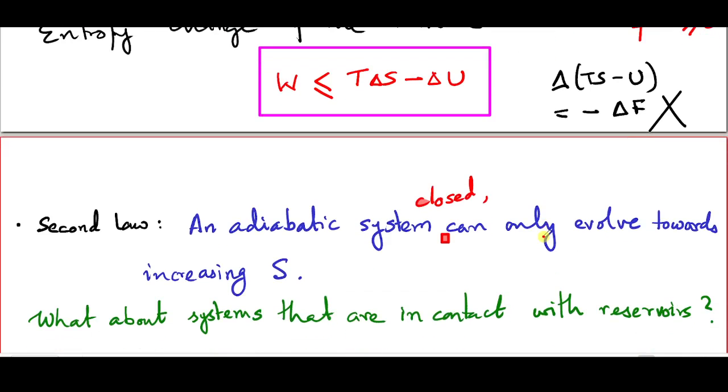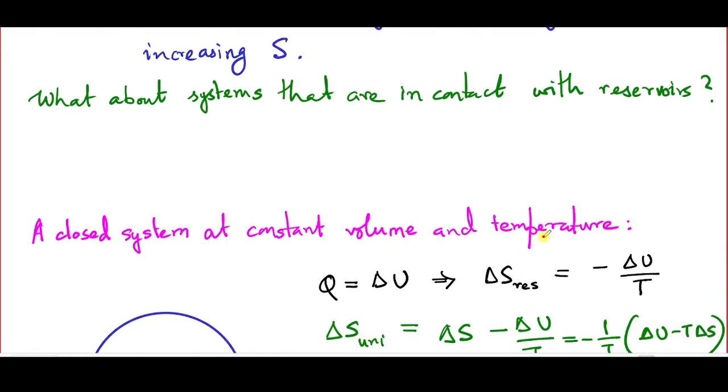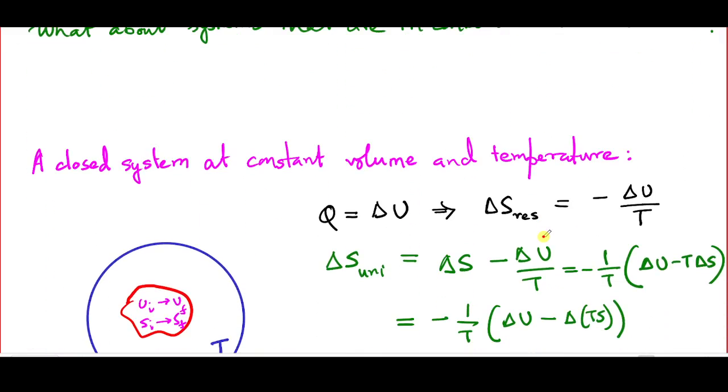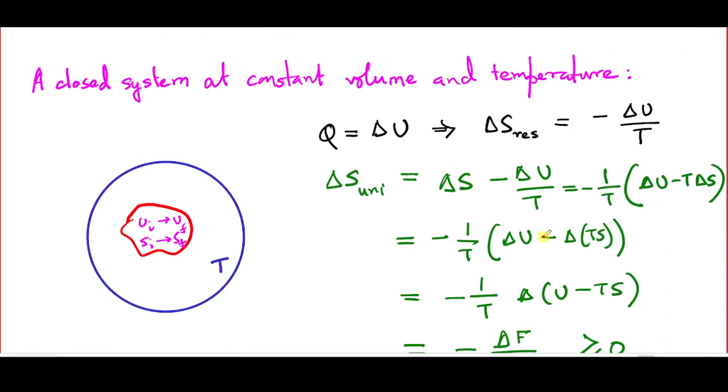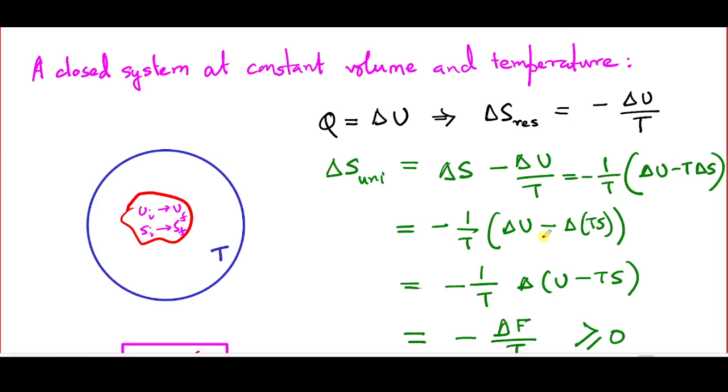Now, the question that we can naturally ask is, what does this tell us about systems which are not isolated, which are in contact, say, with reservoirs? In order to see that, let's take a look at two different but important scenarios. Firstly, let's take a look at a closed system. Closed in the sense that it cannot exchange particles with its surroundings, but one which is held at constant volume and temperature. So maybe it's enclosed in rigid, immovable walls and it's in contact with a thermal reservoir at a temperature T, as you can see in the picture right now.